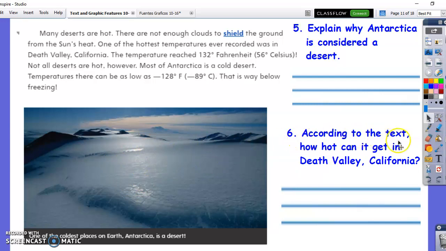And then 6, according to the text, how hot can it get in Death Valley, California? And there it says there. It's once recorded at this temperature, so therefore we know it can get that hot. And I would just say the text says that.